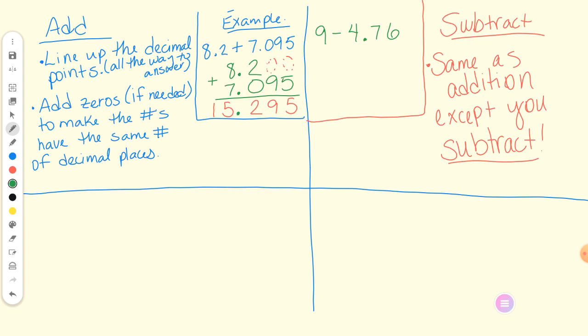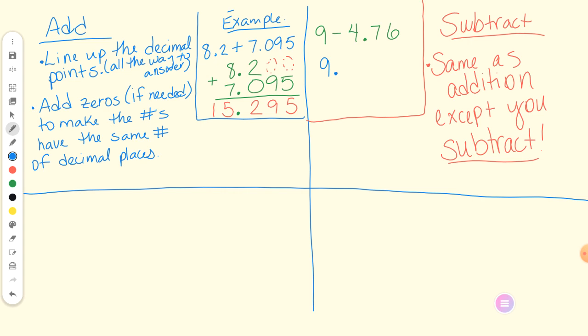9 minus 4.76. Where do I put my decimal point if I don't see one? Because I'm supposed to line up my decimal points, but 9 does not have one. Brant? After the 9 and 2 zeros. Yeah, so after the 9 goes my decimal point. And you said add 2 zeros. Why do I have to add 2 zeros?